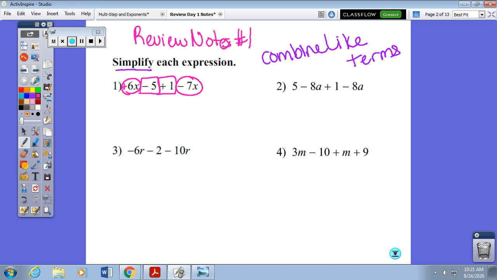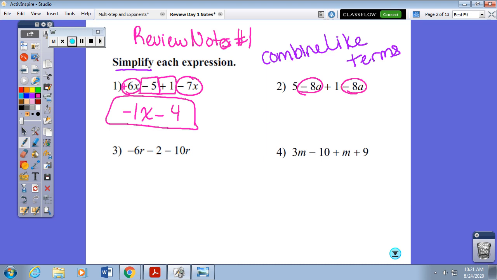So if I have a plus 6x and a minus 7x, 6 minus 7 is negative 1x. And then I have negative 5 plus 1. Put that in a calculator, you should get a negative 4. And there we go. Combine like terms, you have your answer. Negative 1x or negative x minus 4. Okay, next one.